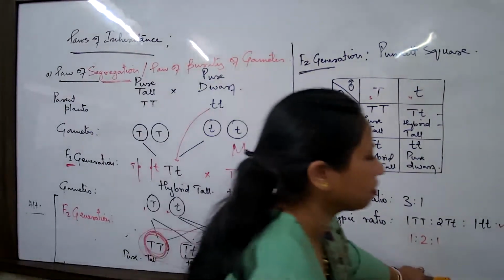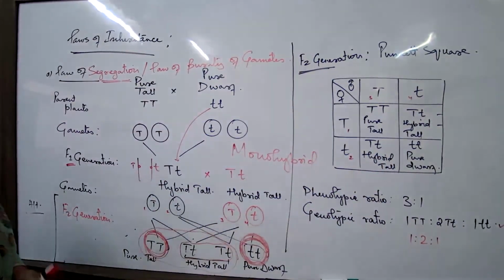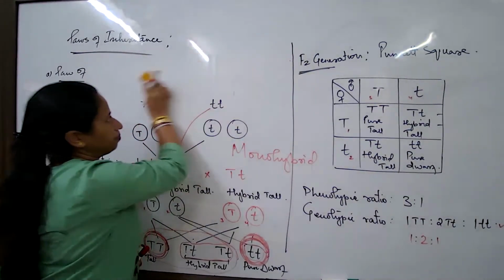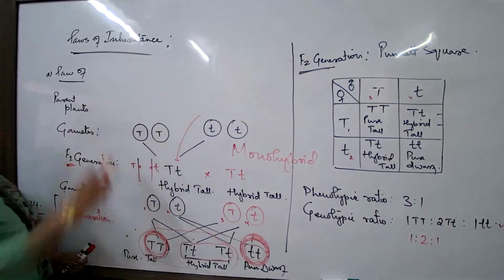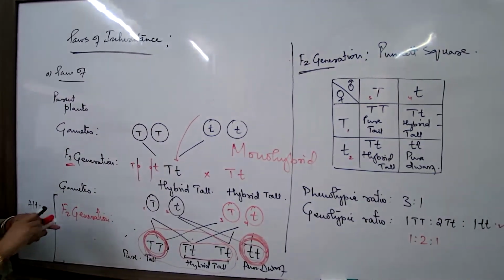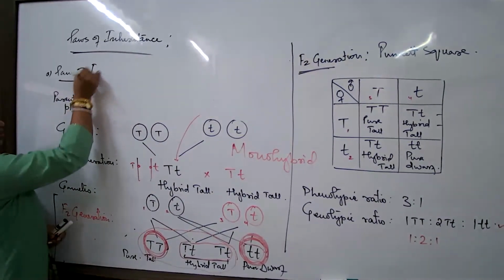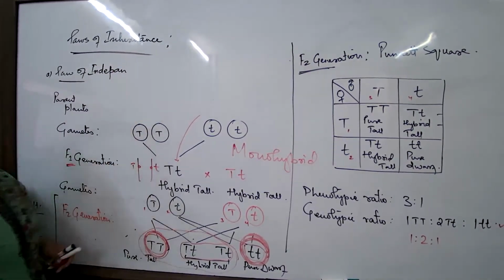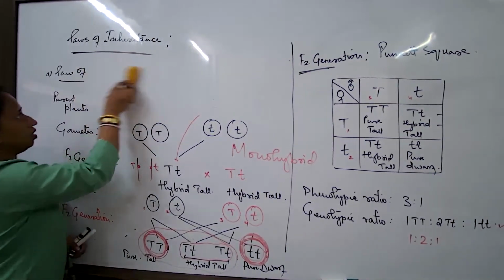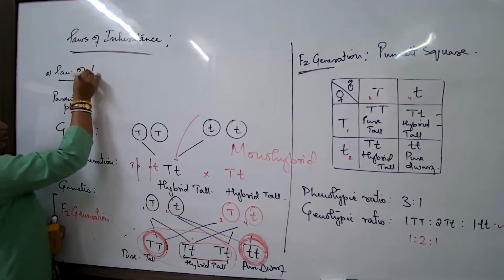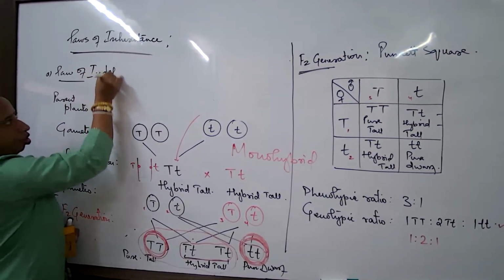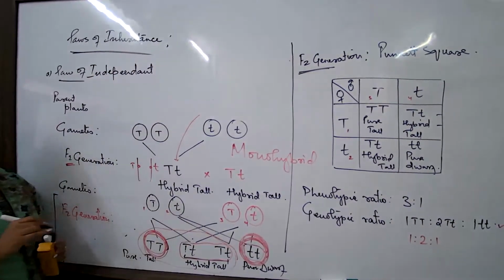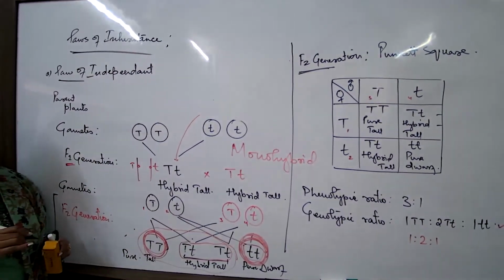Now the next, the last law that we are going to study, would be the law of independent assortment. Independent assortment that we are going to study is a dihybrid cross. What did we study here for monohybrid cross? What was it just now? I told you what is monohybrid cross? Single trait.